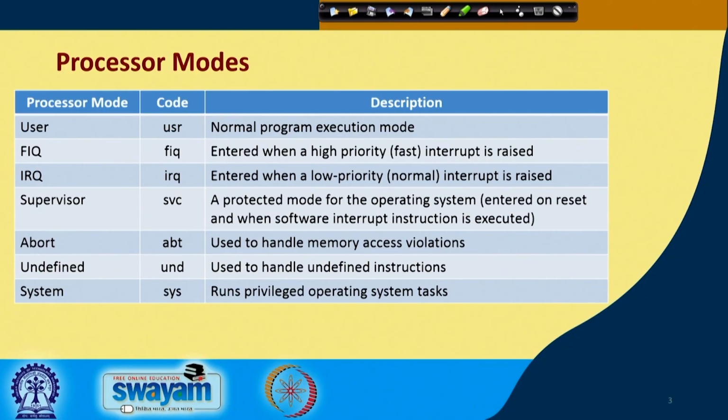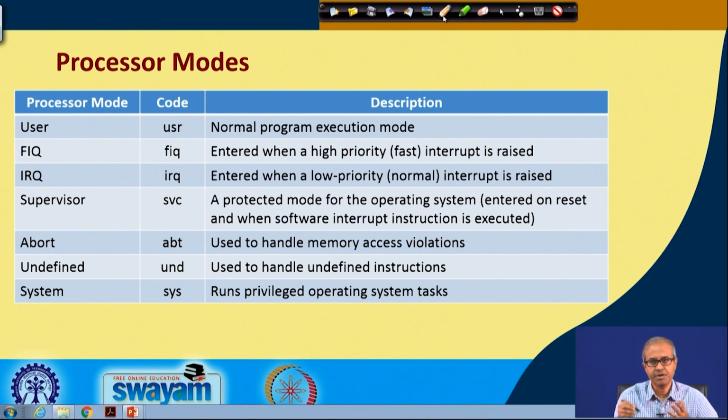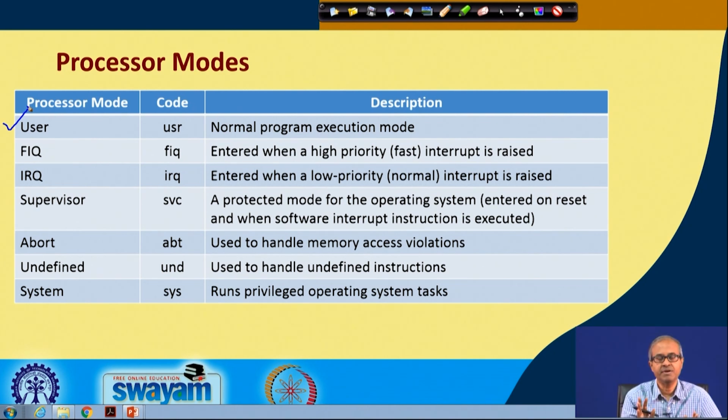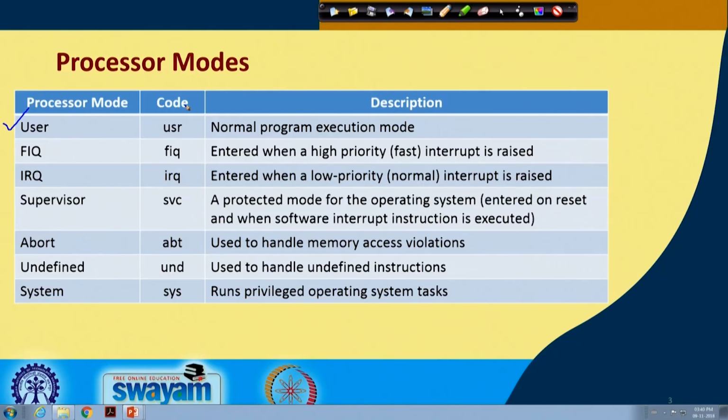So, let us start with the processor modes. Now, in the ARM processor, during execution, at a given time the processor can be in one of 7 modes, and this table summarizes the 7 processor modes. The user mode is the normal mode during execution of a program. When a program is executed, normally we say that the system is in user mode. This user mode, the acronym is USR, we sometimes denote by USR. This is the normal program execution mode.